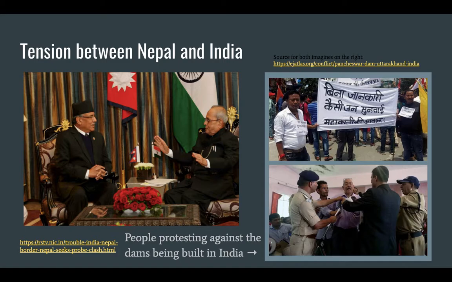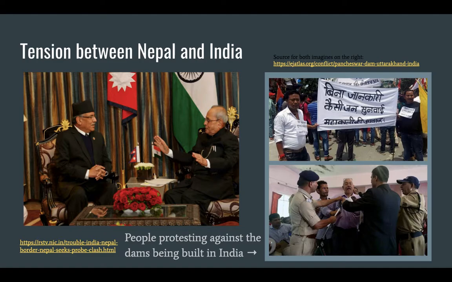However, with that being said, over the most recent years, there has been tension between Nepal and India over these embankments and dams that have been built in the buffer zone between the two countries, because the majority of these embankments have been built on the Indian side of the border, and Nepal has little to no say as to how the Indian government regulates the flow of water from these dams and embankments.